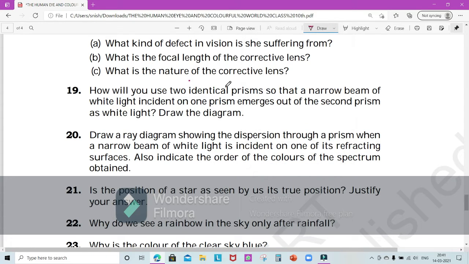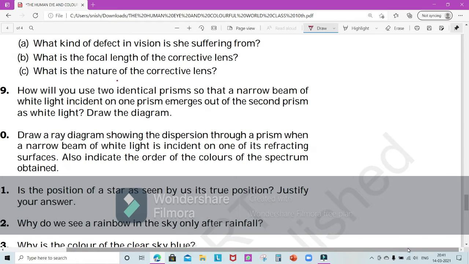How will you use two identical prisms so that a narrow beam of white light incident on one prism emerges out of the second prism as white light? Draw the diagram. So we have seen that this was explained by Newton, right? A small backstory: why did he try to do this?